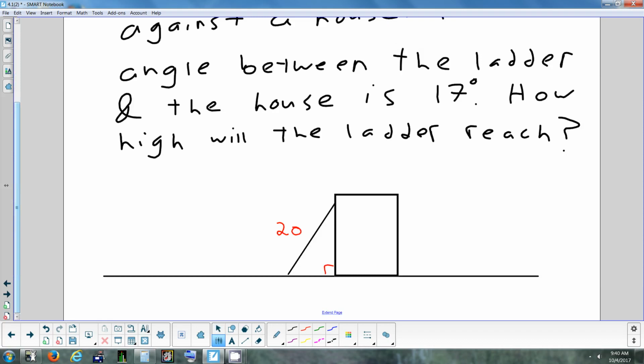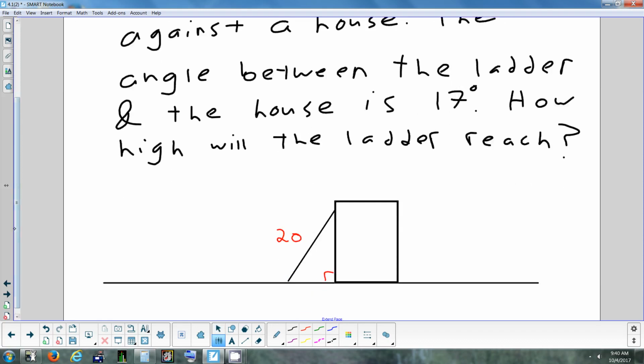Okay, so it says my ladder is 20 feet long. What is my ladder in that triangle? Yep, it's the hypotenuse. And the other piece of information they give me is the angle between the house and the ladder is 17 degrees. So where is that angle? At the top or at the bottom? Between the house and the ladder. Yep, it's at the top. This is the house on the vertical. The ladder is the hypotenuse. So this angle is 17 degrees.